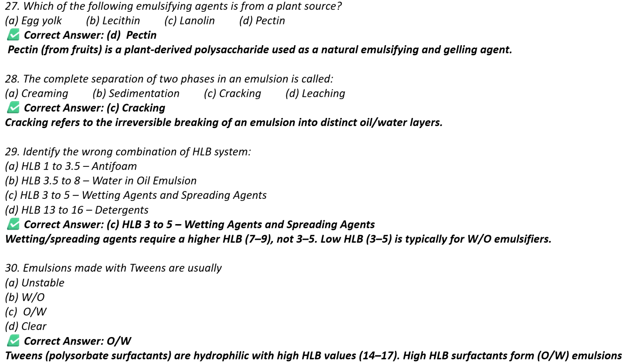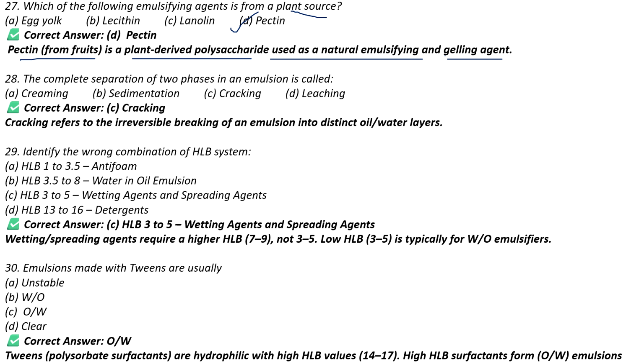Which of the following emulsifying agents is from a plant source? Means out of the given four options we have to tell which emulsifying agent is originated or derived from a plant source. Options given are egg yolk, lecithin, lanolin, or pectin. So pectin is basically obtained from fruits and it is a plant-derived polysaccharide used as a natural emulsifying agent as well as a gelling agent. So we can say option D, that is pectin, is an emulsifying agent that has been derived or obtained from a plant source. Moving on to the next question.